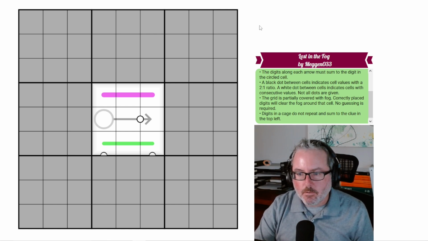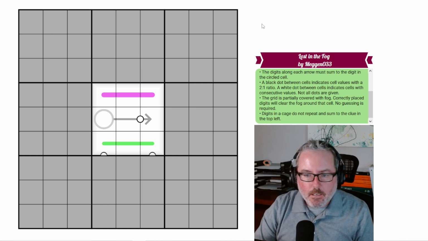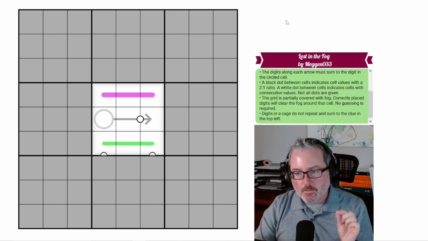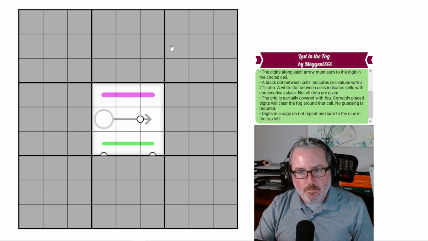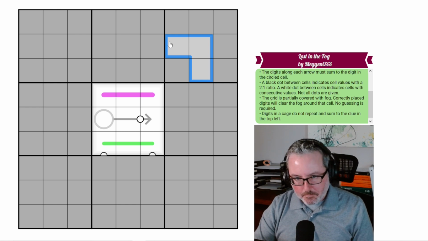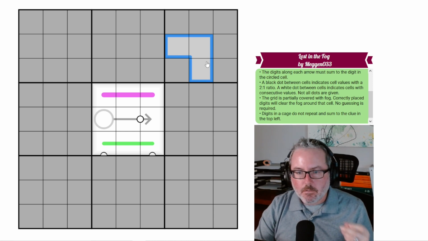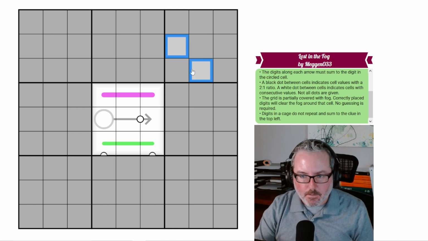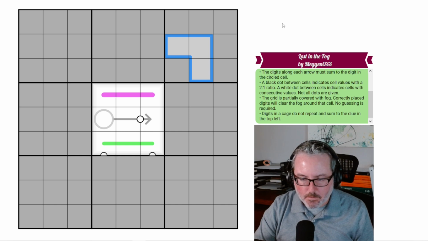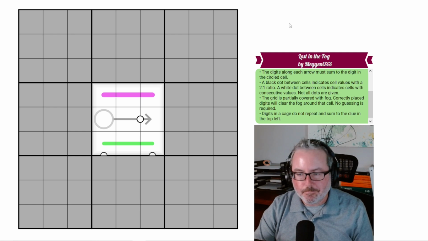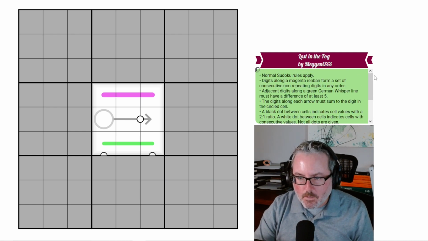And then we do have one more, and this is again a rule that we cannot see an example of at the moment: digits in a cage do not repeat and sum to the clue in the top left. These are killer cages. So let's say we had a cage that did this. The cells would be surrounded in a dotted line. They would have a number in the top left corner, and those three digits, whatever they may be, would add up to whatever that digit is. And that's just an example. We clearly can't tell if there's a cage up here, or one down here, or one doing something like that. We don't know. So those are all of our rules.